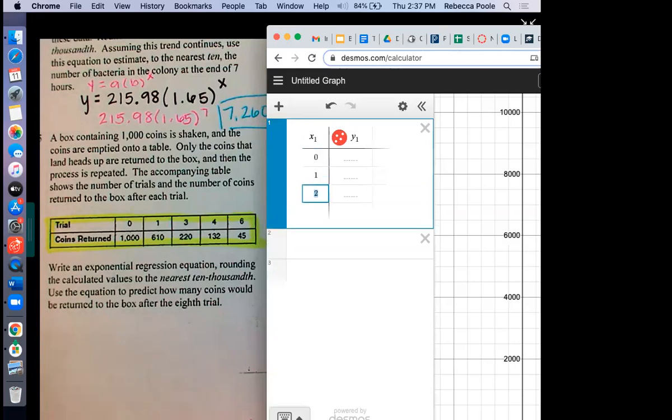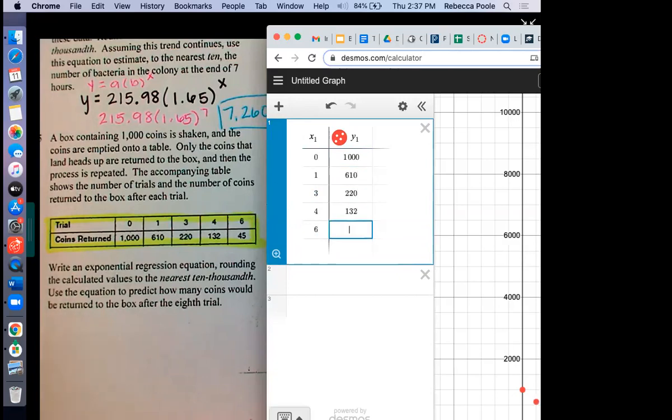1. Be careful because the next number is not 2, it's 3. 3, 4, and that's a 6. 1,000. Don't put the commas either. If it's 1,000, remember, don't put a comma in. Desmos is picky about that kind of stuff. 45.